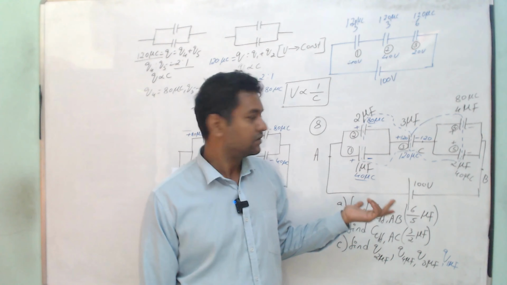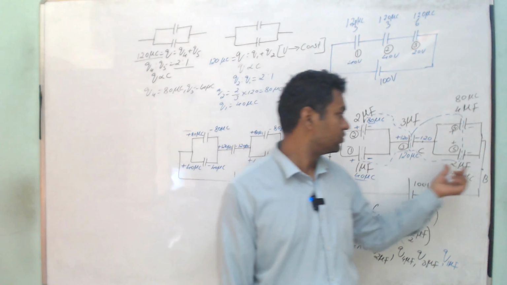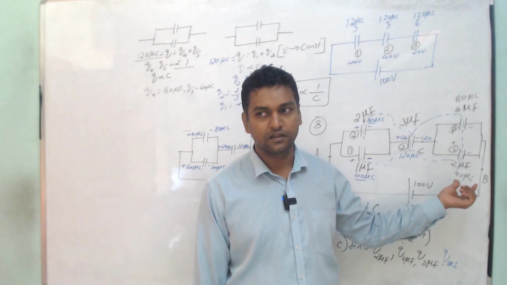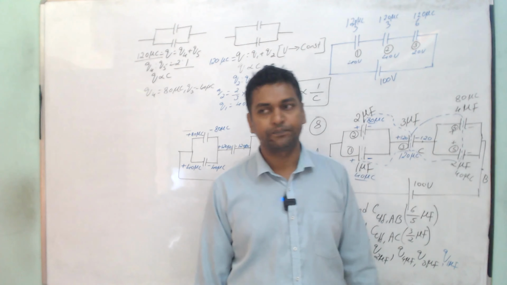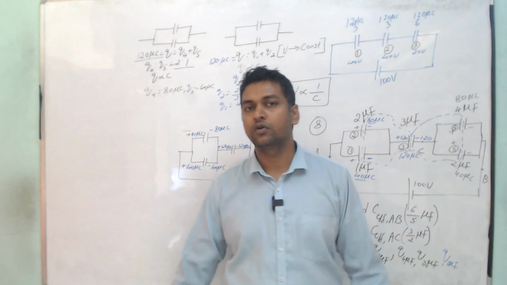Right? Now 40 divided by 2 is 20. 40 volts, 40 volts, 20 volts.